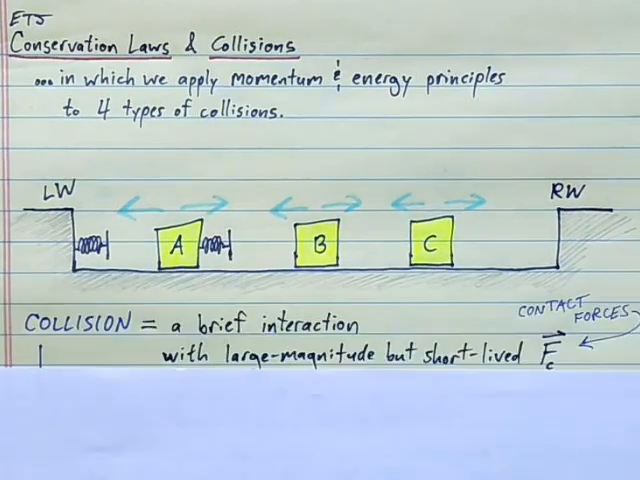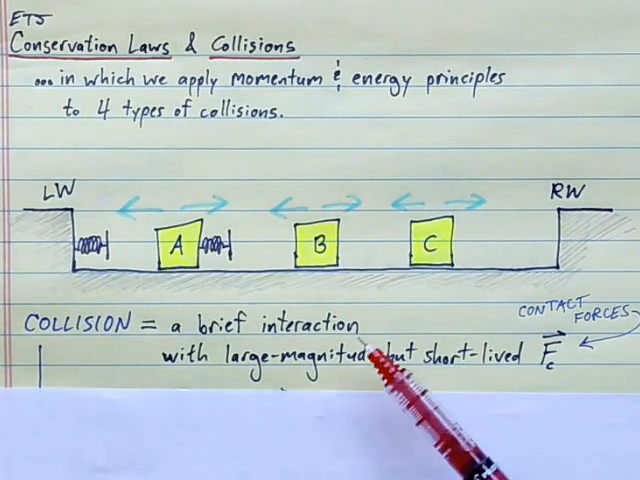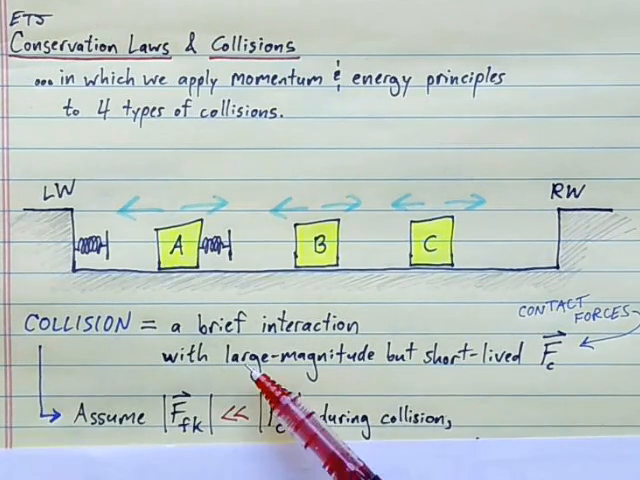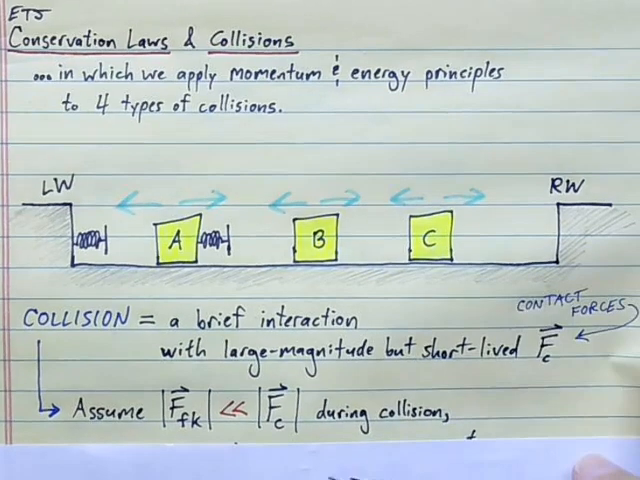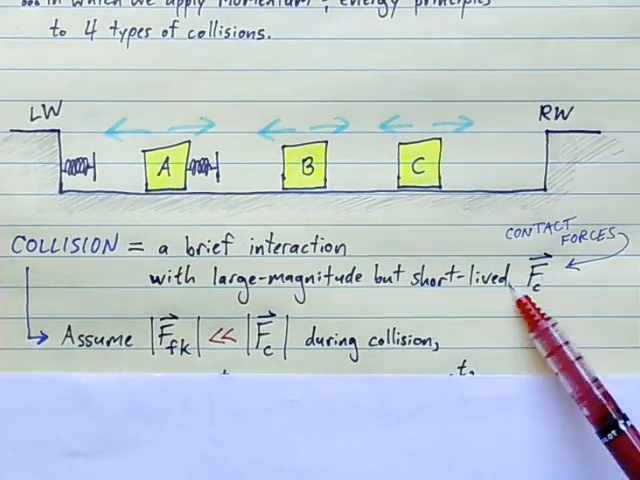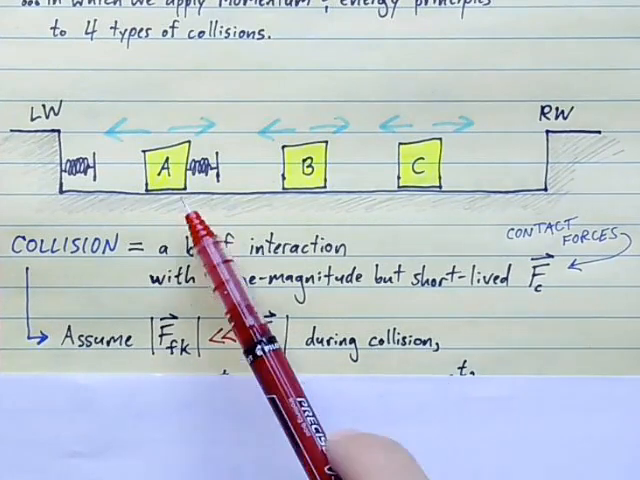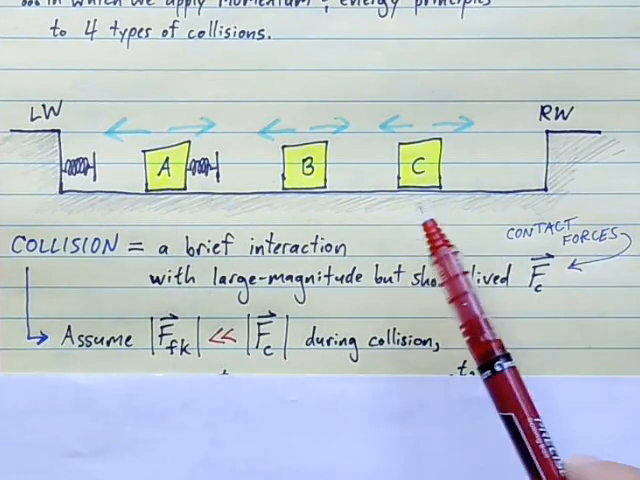So a reminder that when we say collision, we mean a brief interaction with large magnitude but short-lived contact forces. What do we mean by large magnitude? Large compared to what? Well, compared to other forces it might be competing with, such as kinetic friction here as the boxes slide on this rough surface.